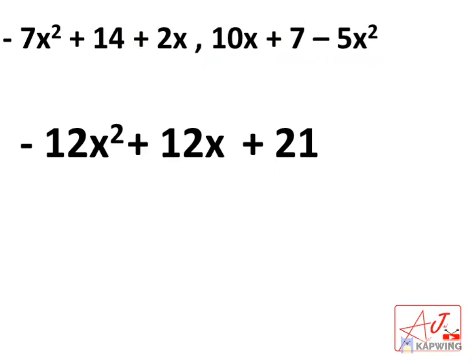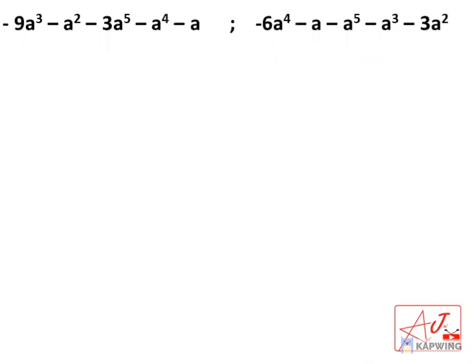Okay. Next, we have negative 9a cubed minus a squared minus 3a to the fifth power minus a to the fourth minus a. Sa kabila naman, negative 6a to the fourth minus a minus a to the fifth minus a cubed minus 3a squared.